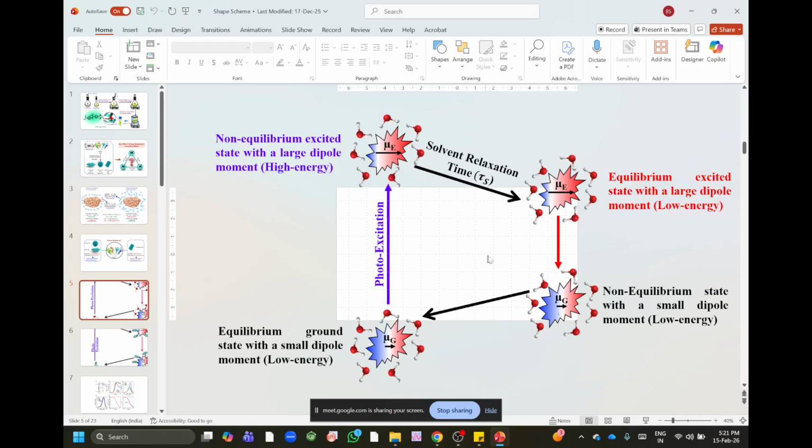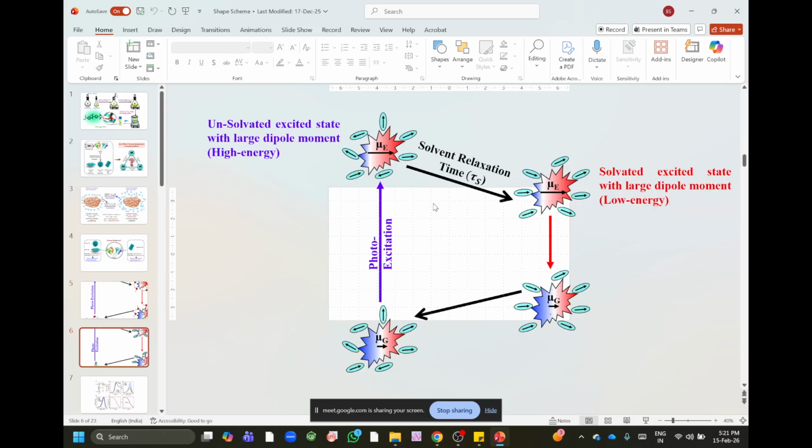Then we will get the time resolved emission spectrum, that can be captured using the TCSPC instrument. See the dipole moment of the water molecule is exactly the same like this, but the dipole moments have changed from here to here. So now the dipole moments are stabilizing, they are cancelling each other. That is why it is a stable state. So we are capturing the dynamics of this state.